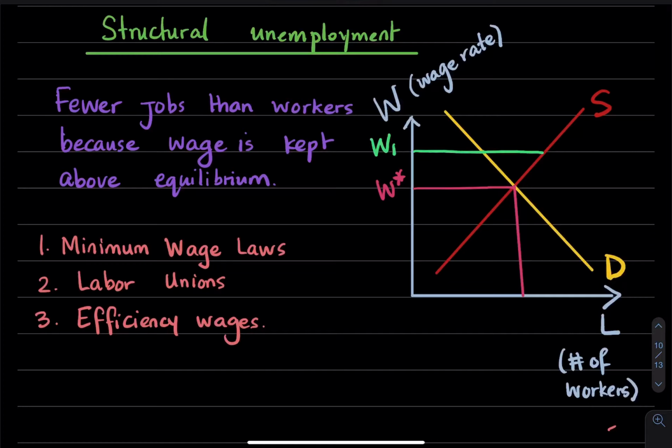And now notice there is this gap between demand and supply. So this gap right here between demand and supply. Obviously, if you drop a vertical line down over here, demand is less than supply. Okay, so there's an excess supply at W1, an excess supply of workers at W1. And this difference between demand and supply is the unemployment.